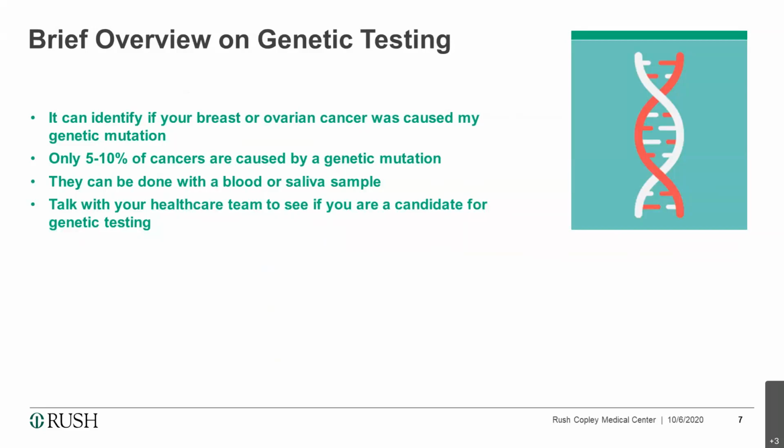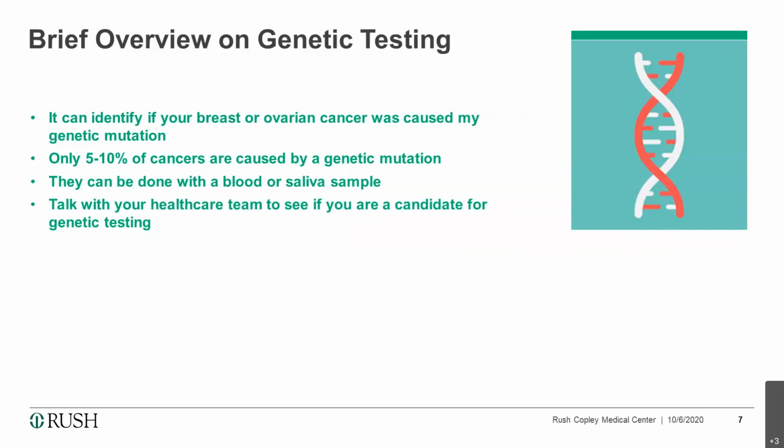Now, you need to know that only about 5 to 10% of all cancers are caused by a genetic mutation. So that is the reason that there is a criteria specifically for genetic testing. It's not necessarily done across the board for everybody. There are certain factors that need to be identified in you or your family history to make you a candidate or an individual that should have genetic testing. And it can be done through different ways.